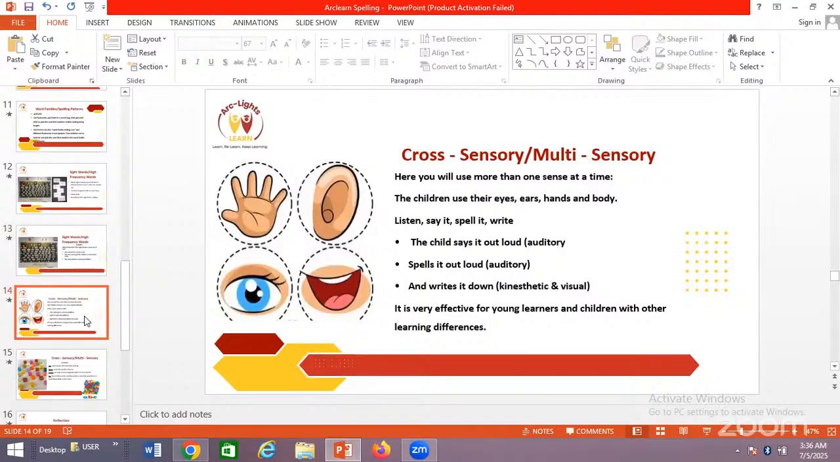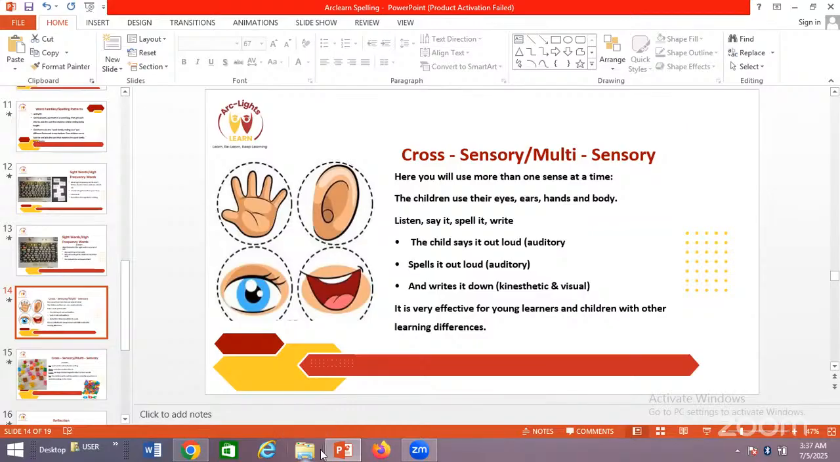Cross-sensory is also called multisensory. Here you use more than one sense at the same time. The children use their eyes, ears, hands, body. You could tell them to dance. Now, they listen, say, spell, write. If you notice that listen, say, spell, write, you have used most of the senses. The only one you're not using is your nose because you're not smelling anything.